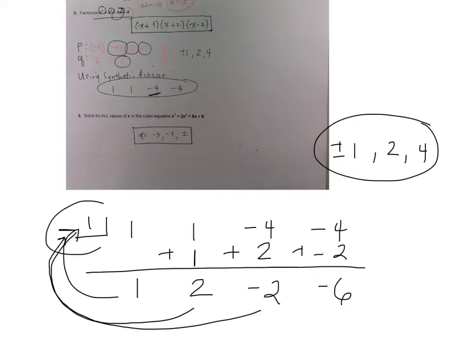So a number is correct when the last number is 0. Unfortunately, it's not 0. So that means you cannot use 1. If this worked, it means x minus 1 should be a factor. Unfortunately, it's not because the last number is not 0. Okay? So we have to test another number.